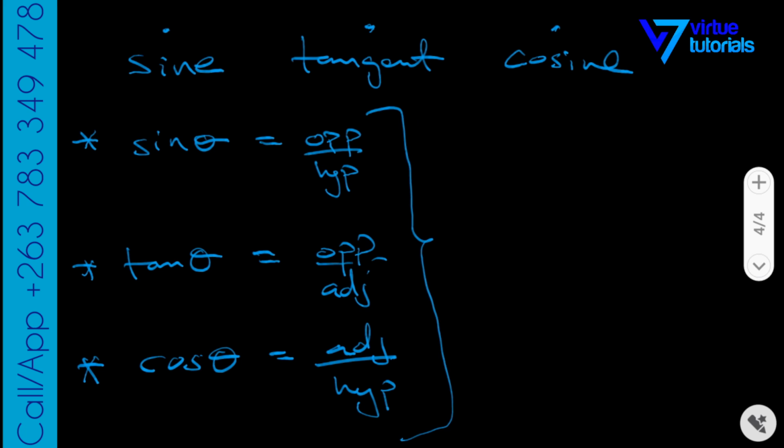Now, people may have trouble remembering these relationships, so that's why you have the mnemonic SOHCAHTOA. So what does this mean? Sine of theta is opposite over hypotenuse. Cosine of theta is adjacent over hypotenuse. Tangent of theta is opposite over adjacent. So it's a simple way of remembering those three relationships between the angle and the sides.